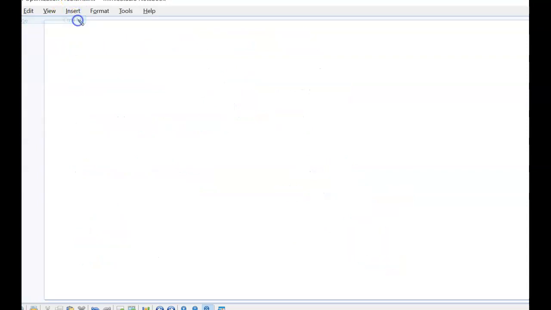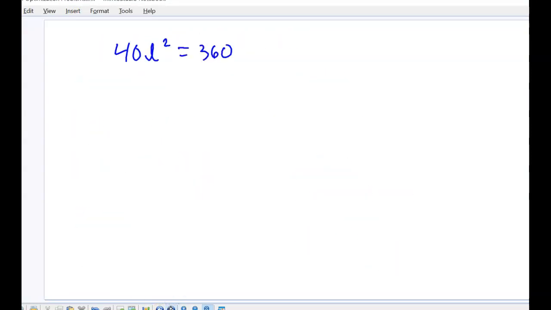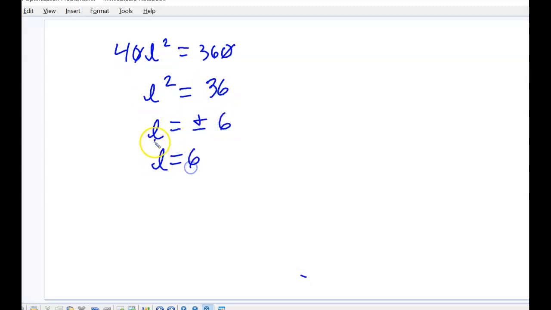I multiply both sides by L squared. I get 40L squared is 3,600. And if I divide both sides by 40, I'm going to get L squared is going to equal 36. And if I square root, I get L is plus or minus 6. And because we're dealing with the length, we know we can only have a length of 6. So now I need to do the proof. And for the proof, I'm going to use the second derivative test.